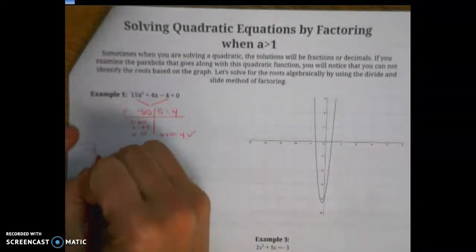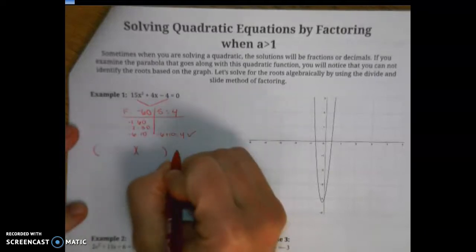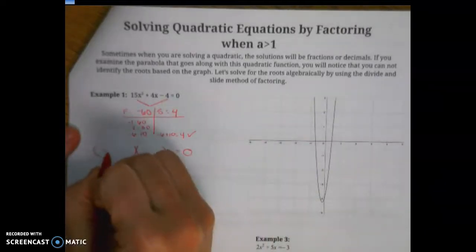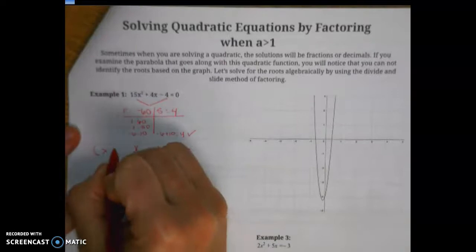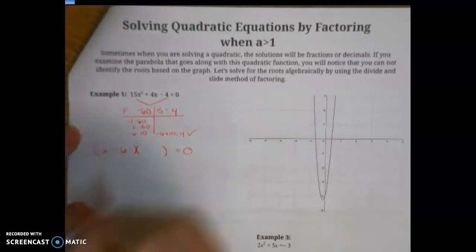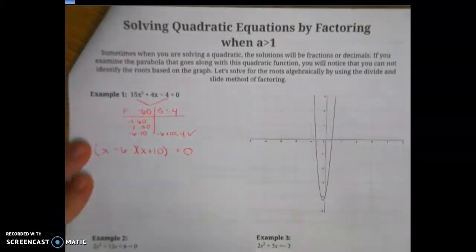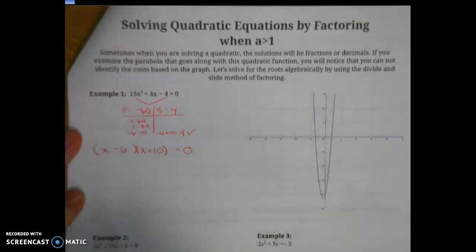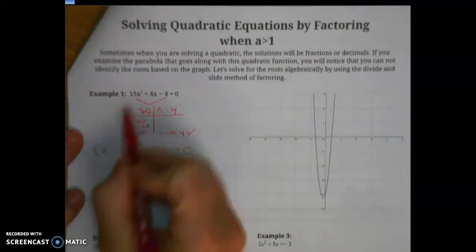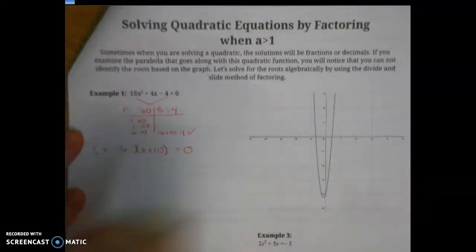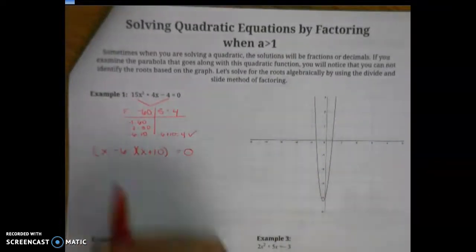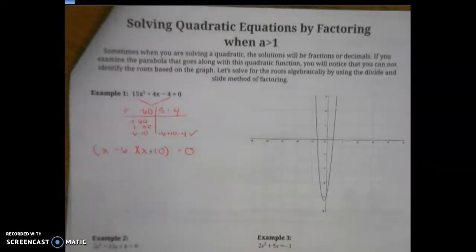So I go to my double bubble, and my first binomial would say x minus 6, right? I take this number and put it here, and the other number, 10, I'll put as x plus 10 for my other binomial. When a is 1, this is your final answer because x times x would give you that first term. But if you check the first term of the trinomial we're trying to factor, x times x does not give me 15x squared.